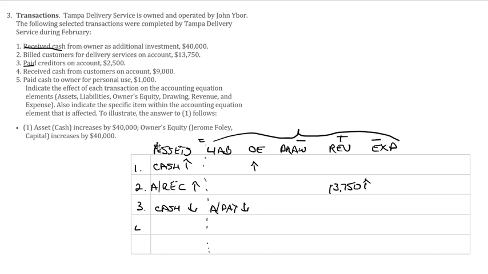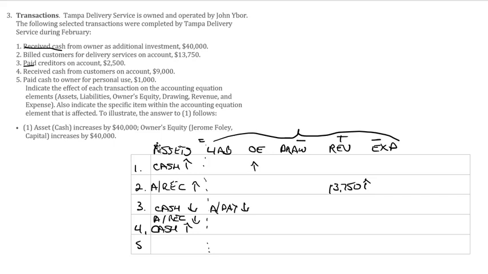So here we received cash, so cash would increase. These verbs are really important. And customers paid it on account, so cash would increase, but accounts receivable would decrease. So in this case, we've got an asset that increases and an asset that decreases. And after all of these transactions, that accounting equation stays in balance.